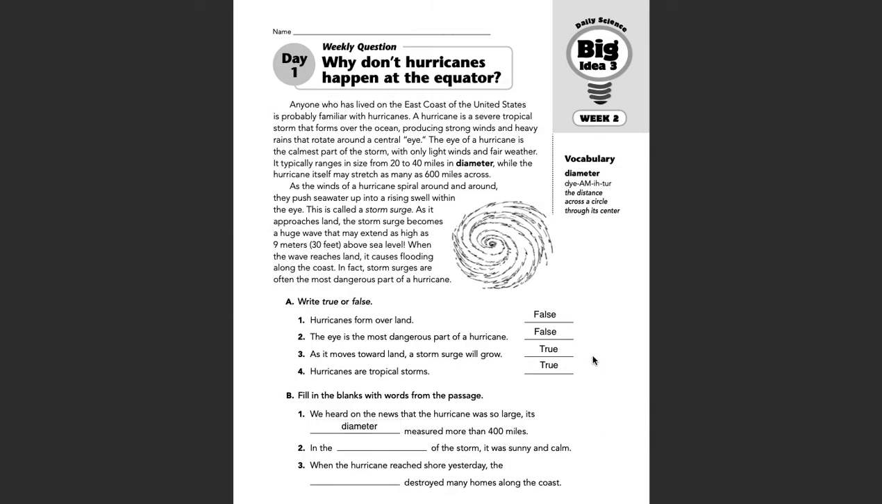In the blank of the storm, it was sunny and calm. So the calmest part of the storm would be, remember from that first paragraph, the eye. And the eye of the hurricane is the calmest part of the storm.